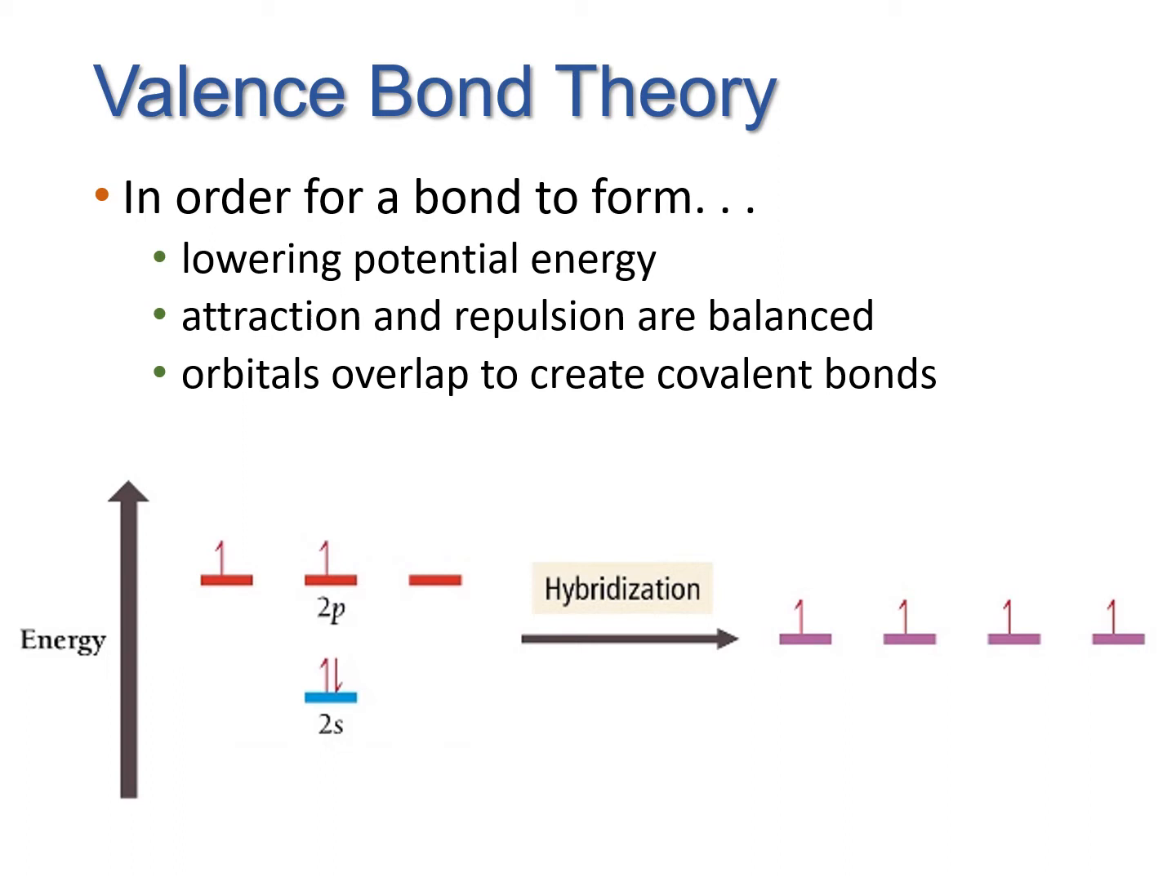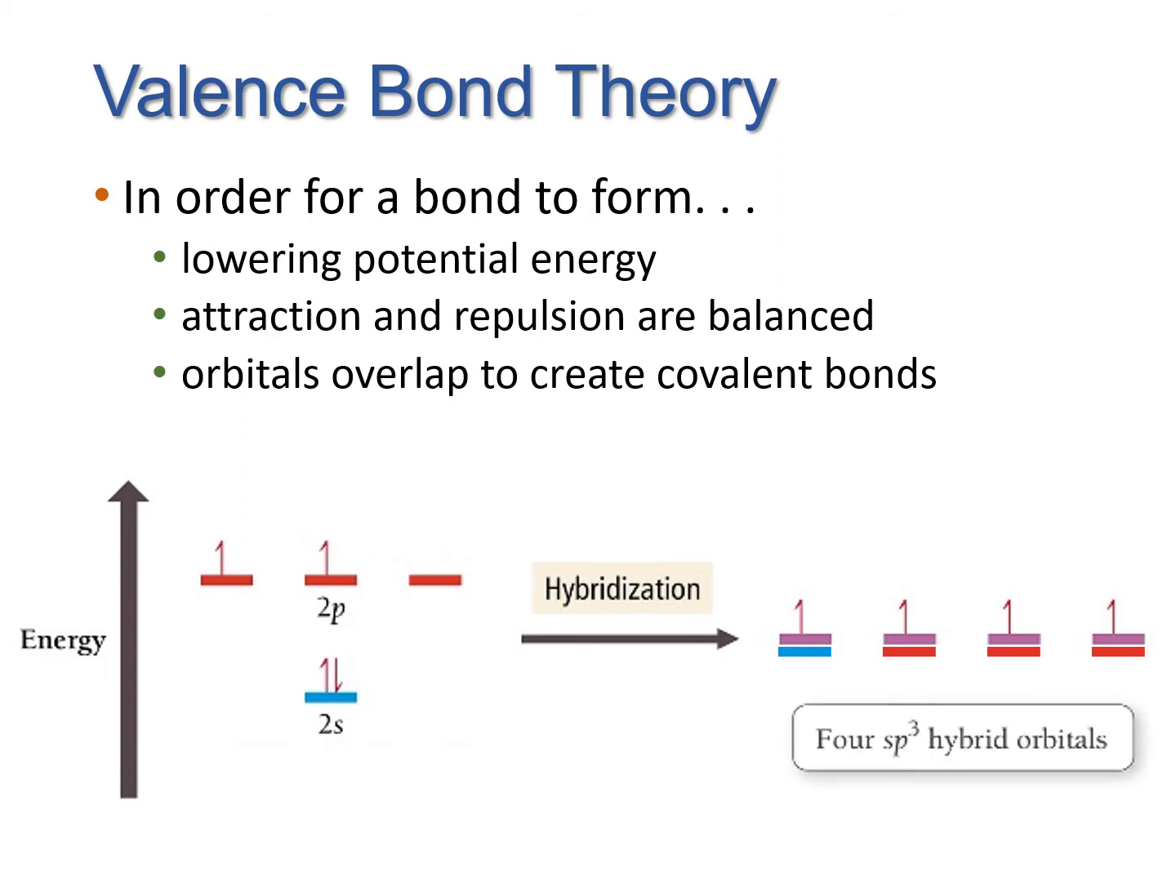So where did these four hybrid orbitals come from? Well, one orbital was previously known as the s orbital, and the other three were previously known as the p orbitals. And because we have one of these hybridized orbitals coming from an s and the other three coming from p, this is known as an sp3 hybrid.